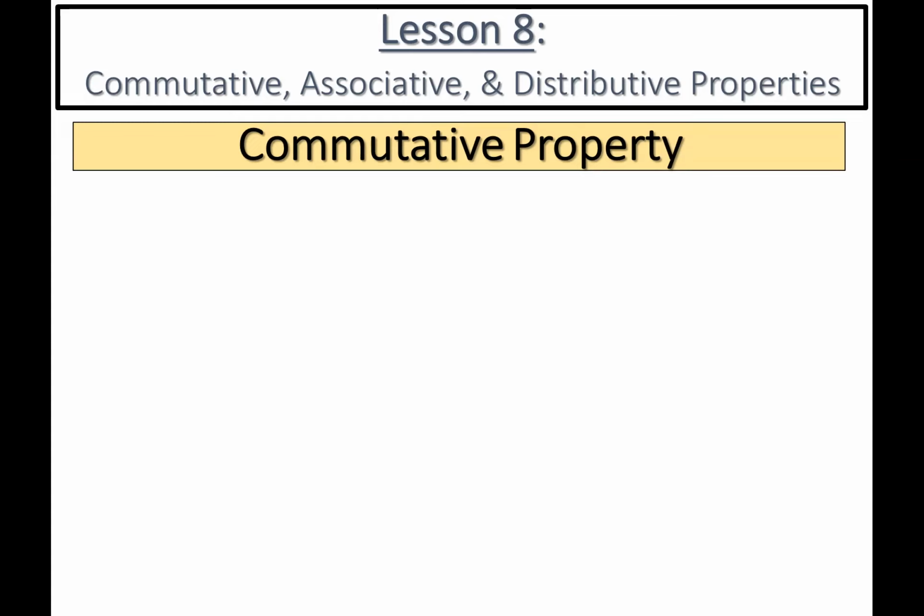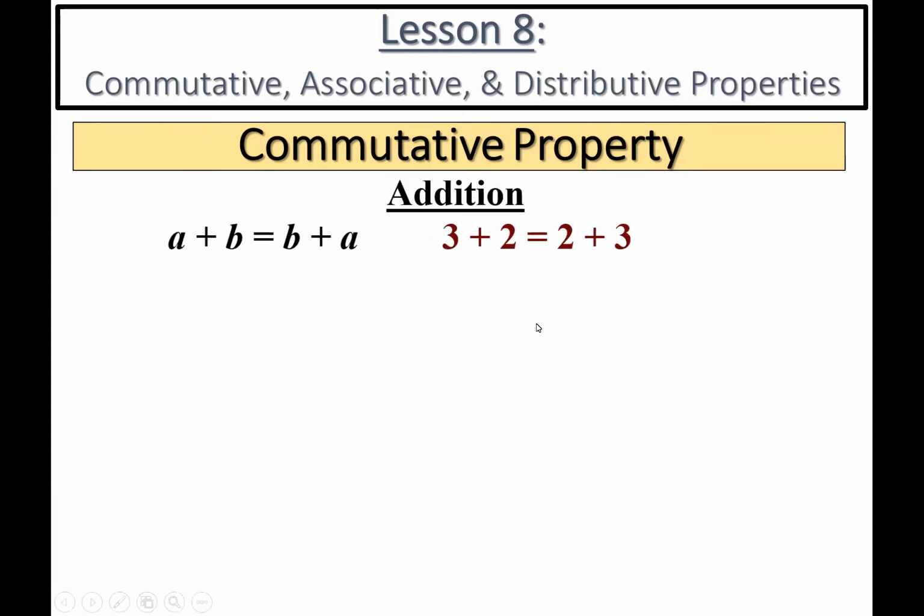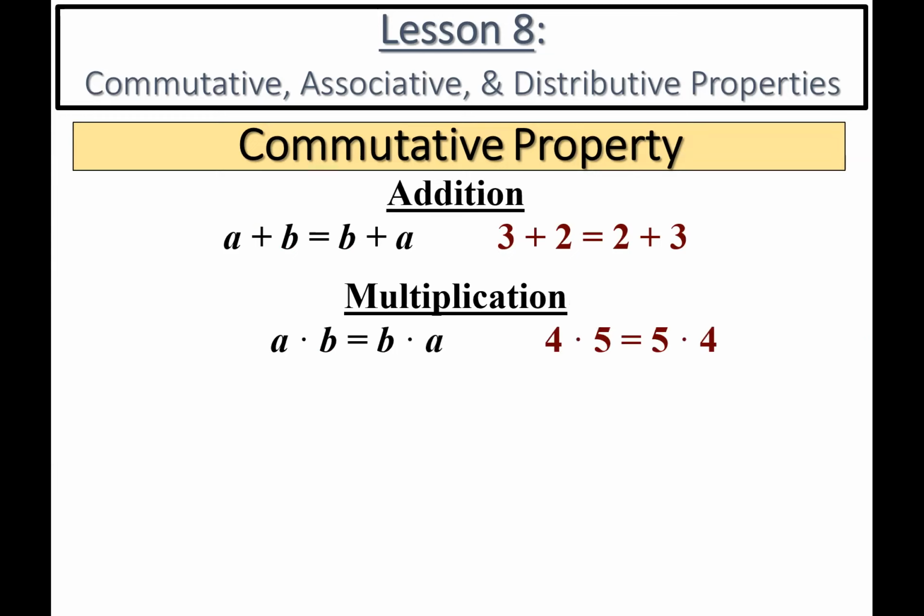So we'll start with the commutative property. All right, so there's a commutative property of addition, and there's a commutative property of multiplication. So here's the addition version. A plus B is equal to B plus A. Here's an example with numbers. 3 plus 2 is equal to 2 plus 3. In other words, when you add two numbers together, it does not matter which order you add them. The answer is the same regardless of order.